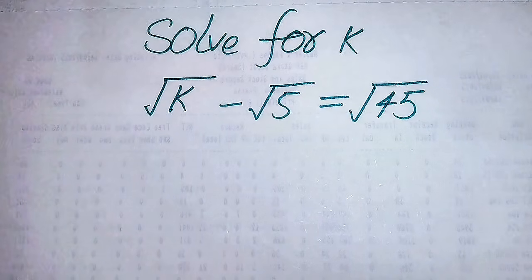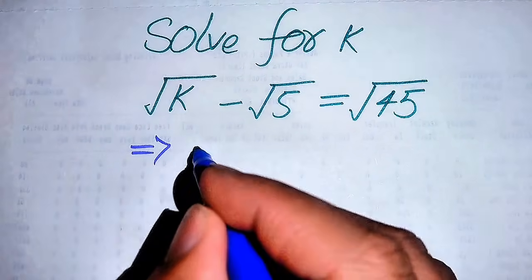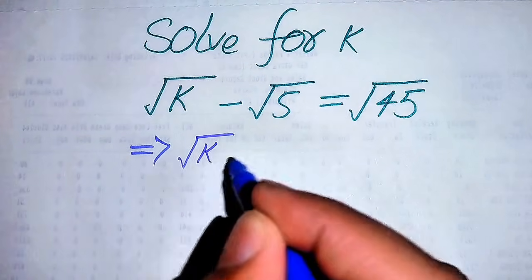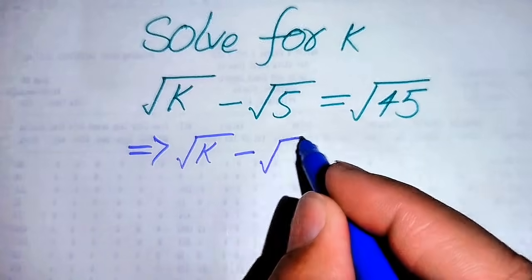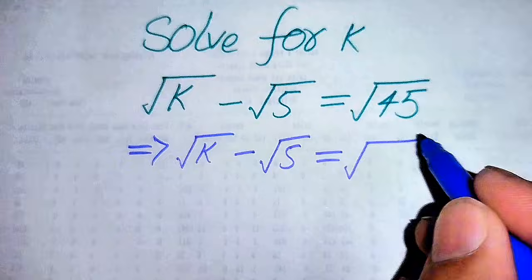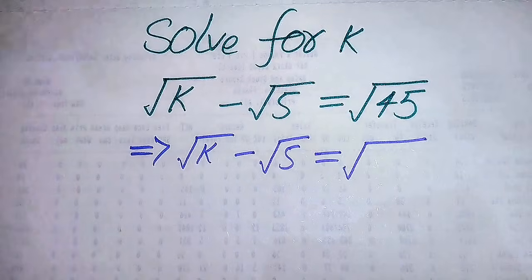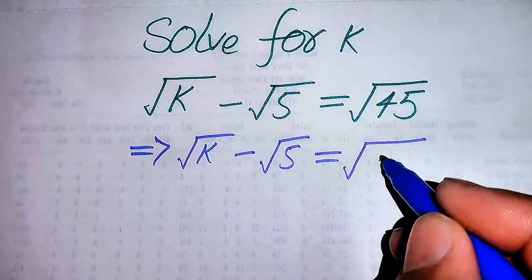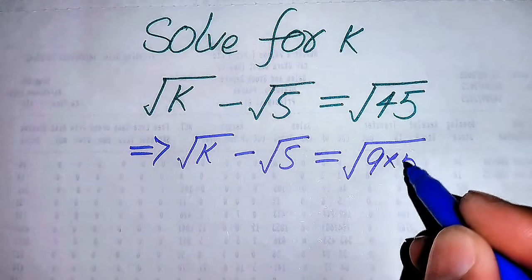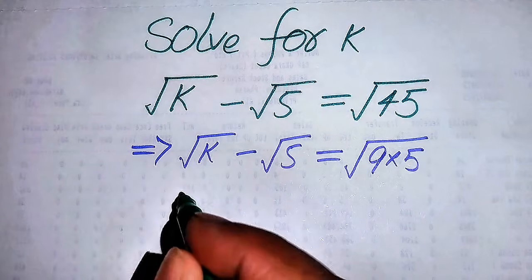And now we move towards the solution of this problem. Here first we need to focus on the right hand side. We write the left hand side as it is, square root of k minus square root of 5 is equal to square root of 45, and we break this 45 as 9 times 5. We know that 9 times 5 becomes 45, and here we use the nice radical law. You know about that.